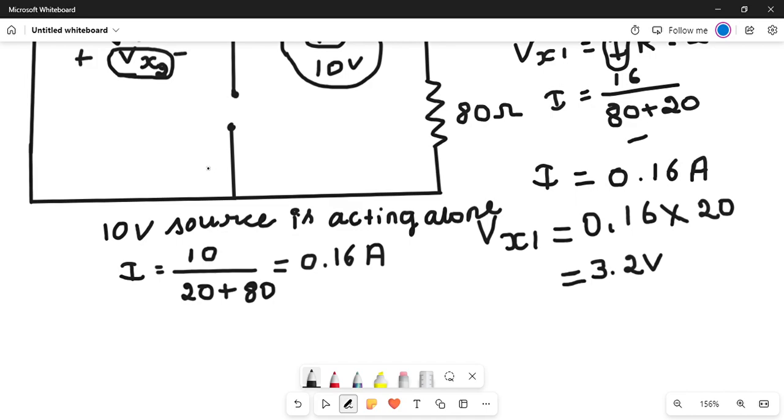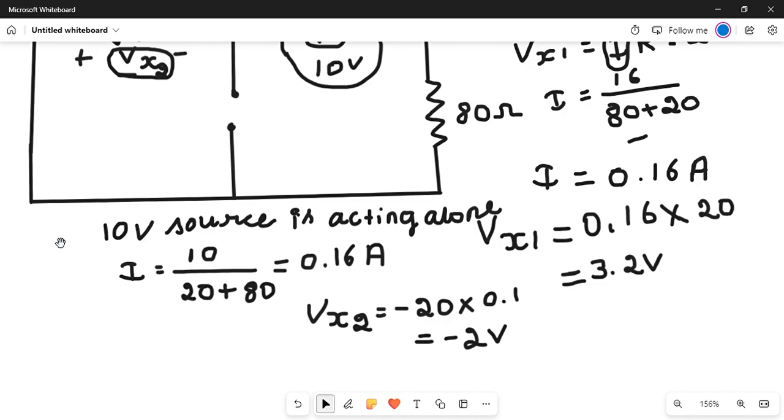So now Vx2 is equal to what? Vx2 is equal to minus 20 into 0.1, wherein you are supposed to get it as minus 2 volt. Right? So you got Vx2 now. Yes. So now let me redraw the diagram again so that you will get to know things.